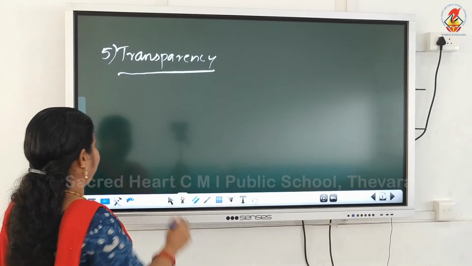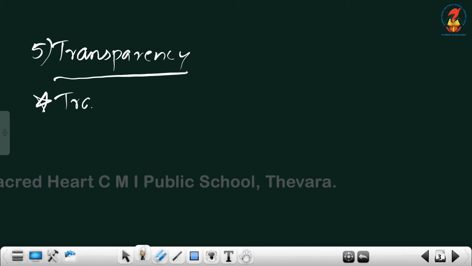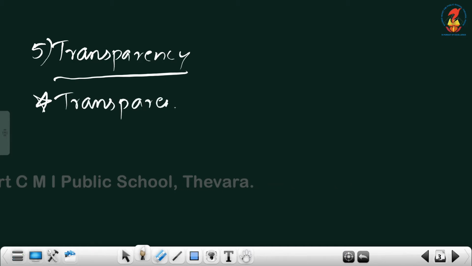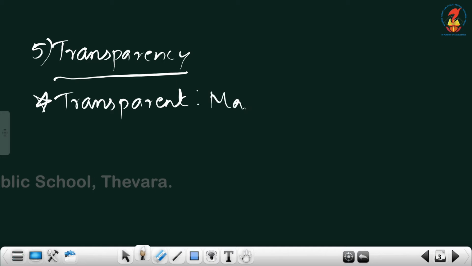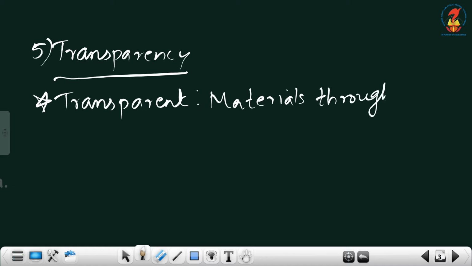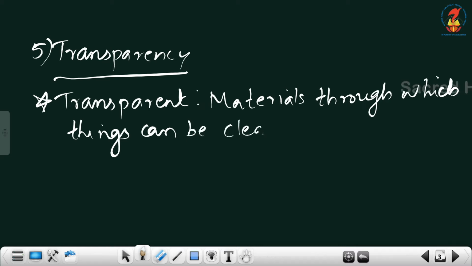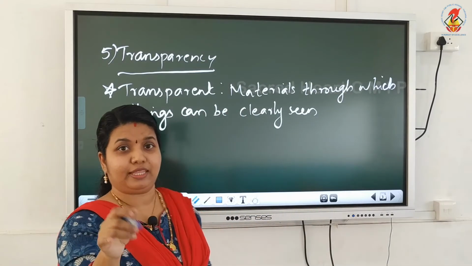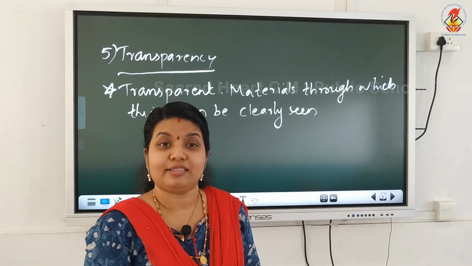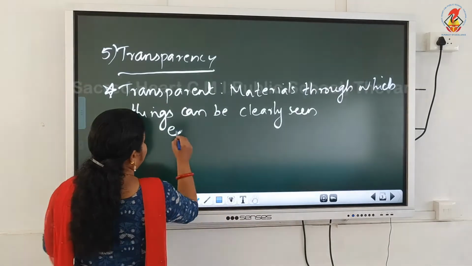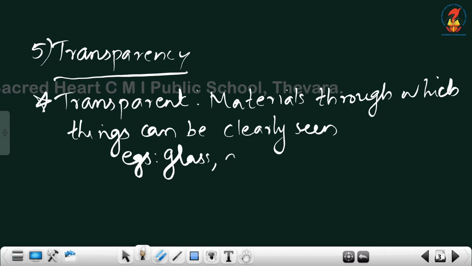Based on transparency, we have three types of materials. One is transparent materials, materials through which things can be clearly seen. Materials through which things can be clearly seen are known as transparent materials. Examples are glass, then air.